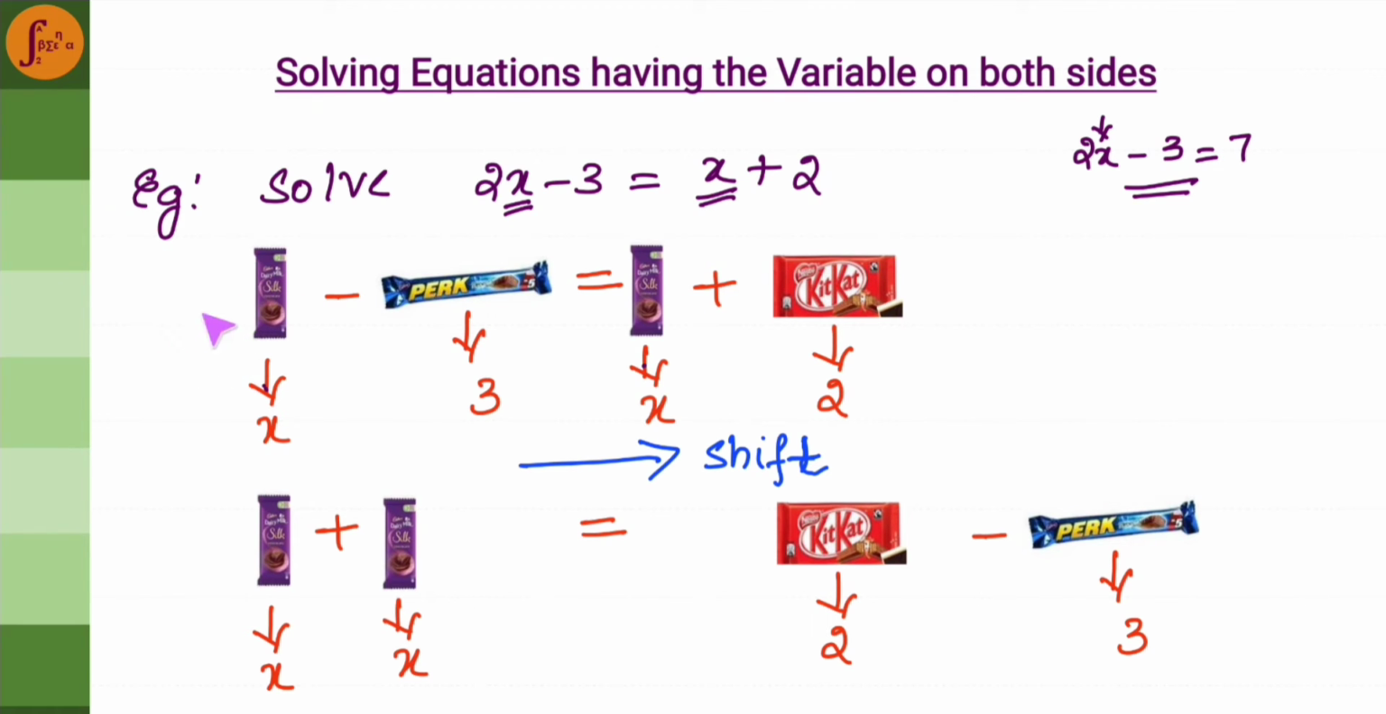What if there were 500 chocolates here, and there were, say, 550 chocolates here, right? How would you have done it? You'll bring all the chocolates in one place and then add them up. So similarly, here also we are going to use the same concept. We are going to bring both the variables, that is both x, to one side, and all the other numbers we are going to push to the other side, right?